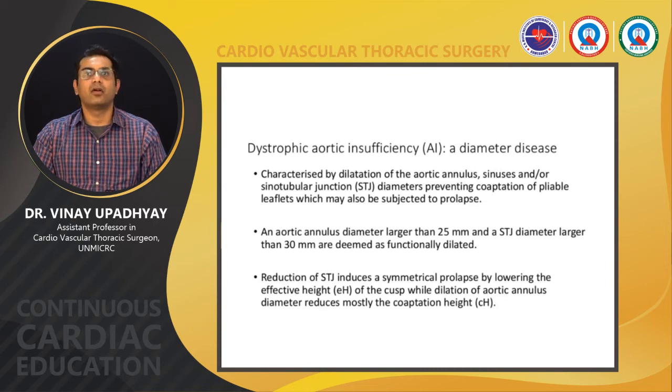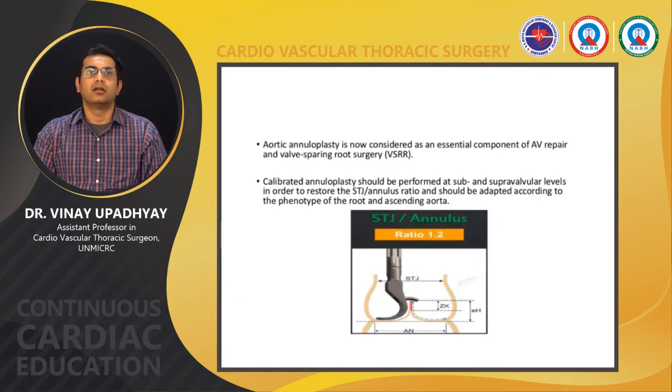characterized by dilatation of the aortic annulus, sinuses or sinotubular junction, preventing the coaptation of the leaflets. An aortic annulus diameter larger than 25 mm and sinotubular junction diameter larger than 30 mm are deemed functionally dilated. Reduction of STJ induces a symmetrical prolapse by lowering the effective height of the cusp, while dilatation of aortic annulus diameter reduces mostly the coaptation height. This figure shows the relationship between sinotubular junction and aortic annulus. The ratio is 1:2.